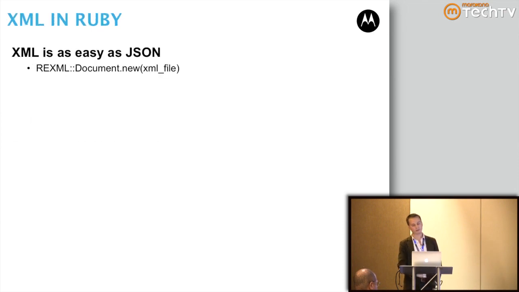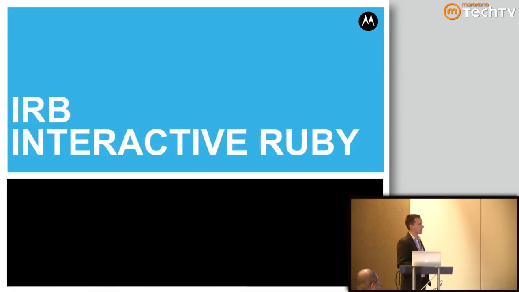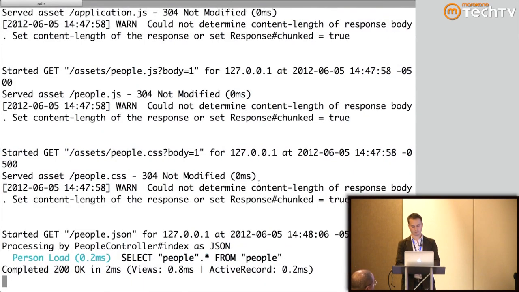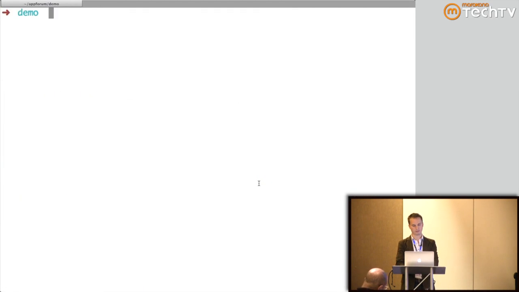If you're using XML, it's just as easy. It just assumes that you have a sane XML file. In both plain old Ruby and in Rails, you can call REXML::Document.new and give it an XML file, and it'll work the same way. The last thing I want to demo is a little tool that I want you to try sometime later called IRB.